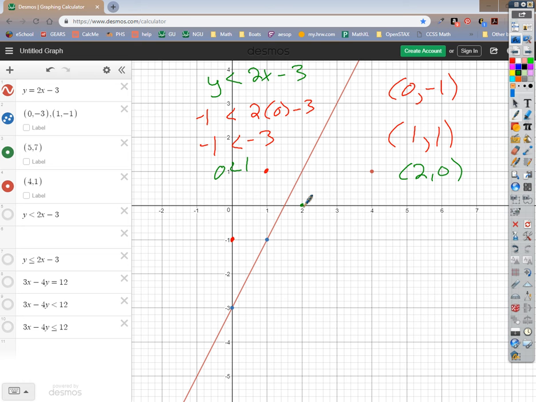How about, just one more, how about 1, negative 3? If I plug that one in, for my y value, I get negative 3. For my x value, I get 1. 2 times 1 minus 3 is negative 1. Is negative 3 less than negative 1? It is. So that's also a point that's in the solution, right?